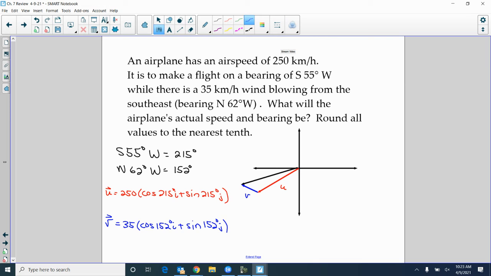Oh, did you? This is small. That's not the right bearing. 28.3 is the right angle. Straight bearing. Okay.